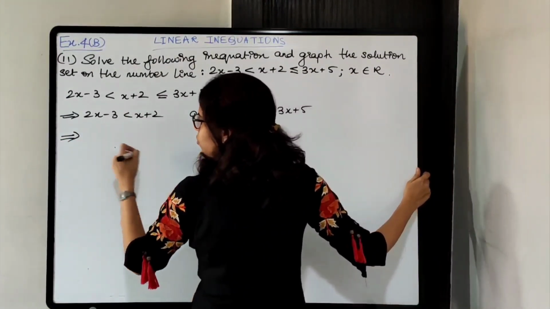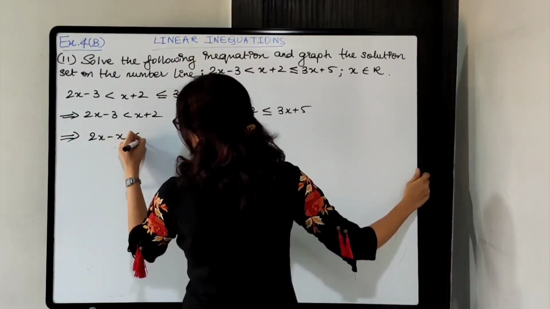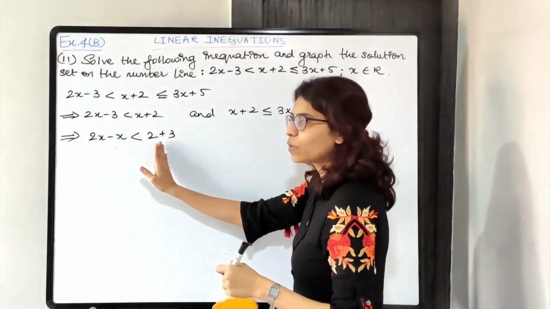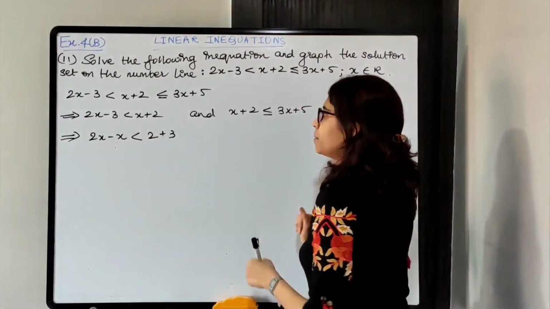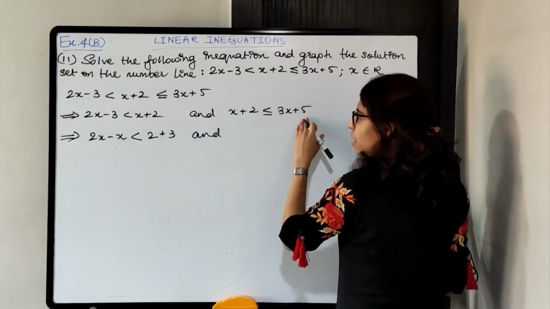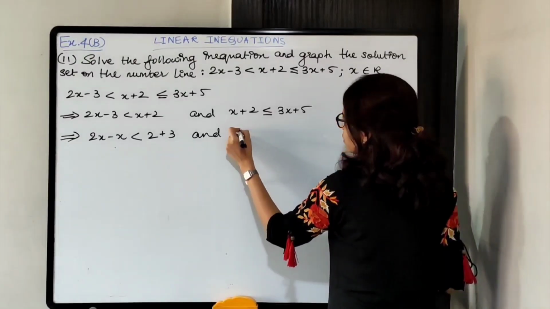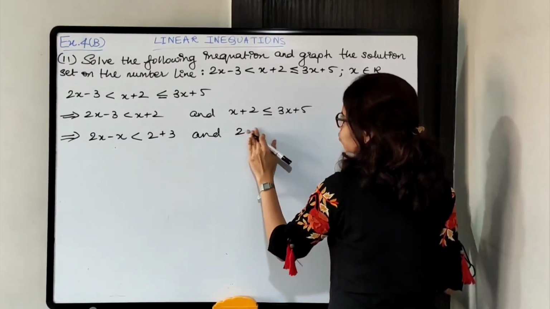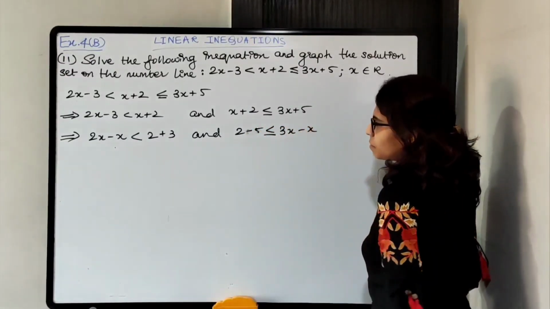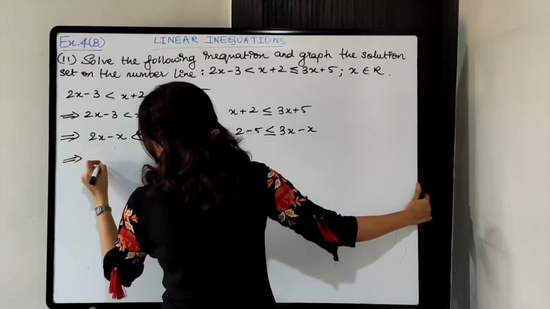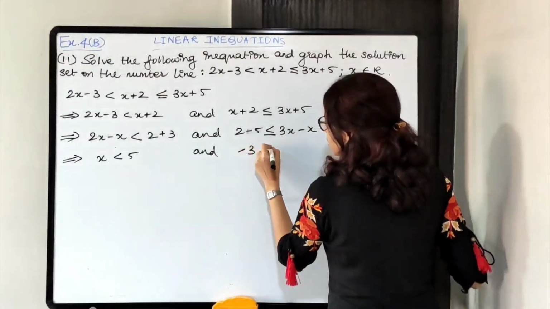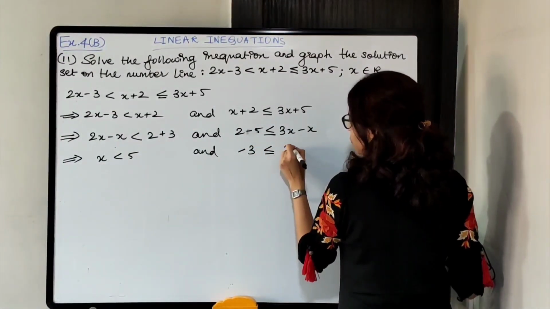x will group together, so 2x minus x is less than 2 and 3 will shift over here. That is, numbers on one side and the variables on the other side. Same thing here, okay? So I'll shift x over here and the number over here. So 2 as it is, 5 we will shift, so it will become negative. 2 minus 5 is less than or equal to 3x minus x. So x is less than 5 and over here we'll get minus 3 is less than or equal to 2x.